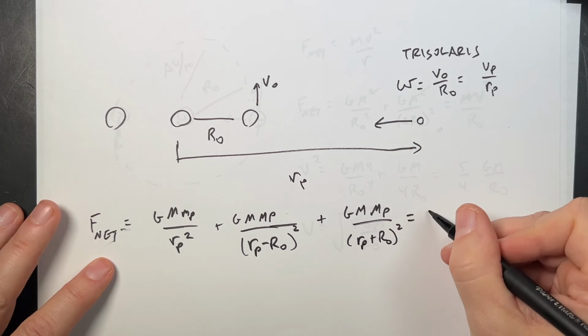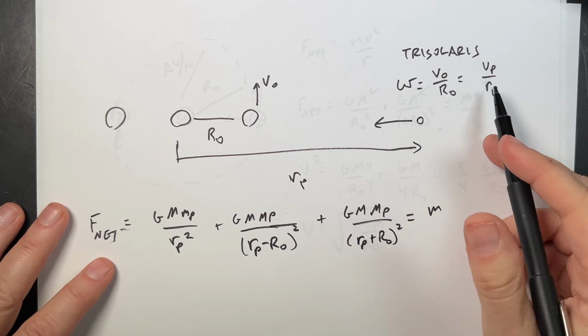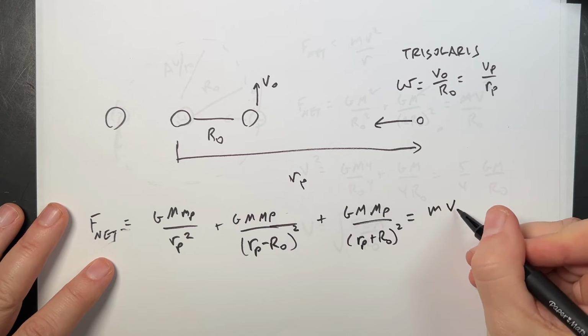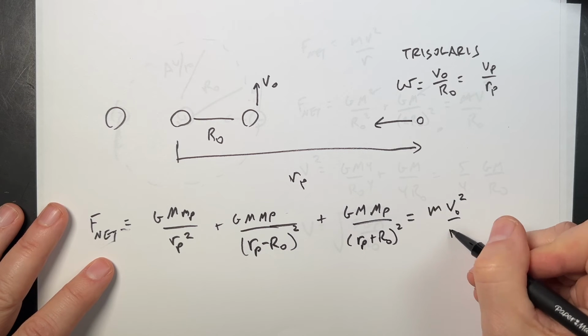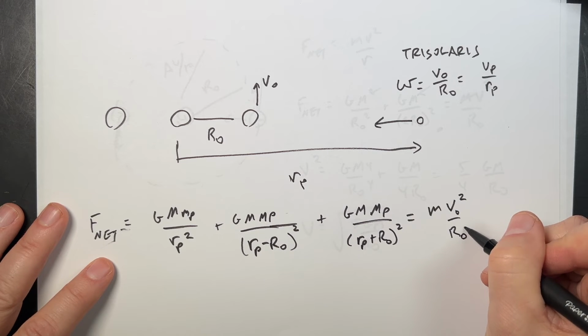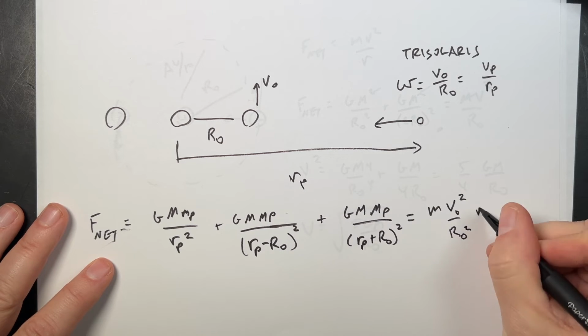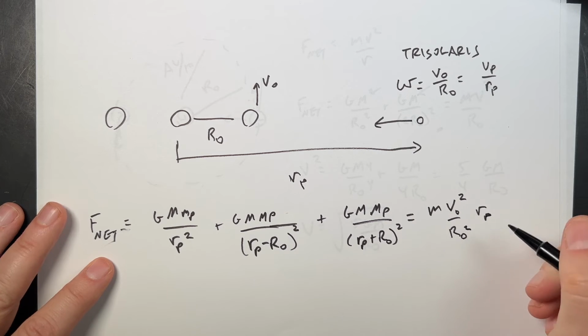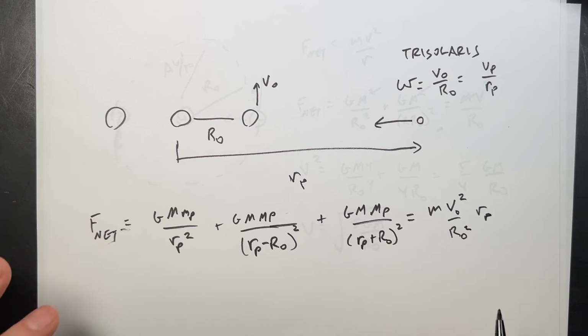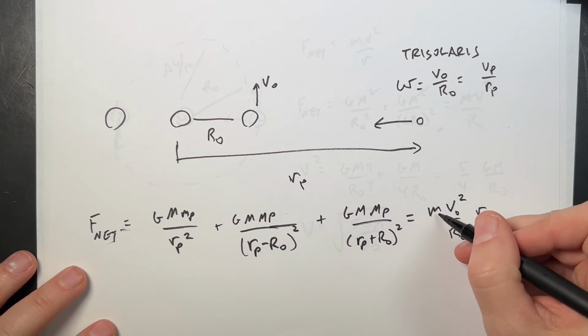And that would be equal to M V squared over R, or M omega squared R. So I'm going to say V0 squared over R0 squared. That's the omega squared times RP. M omega squared R, V squared over R. Right. Yep, that's right. Okay. So I can cancel this mass.